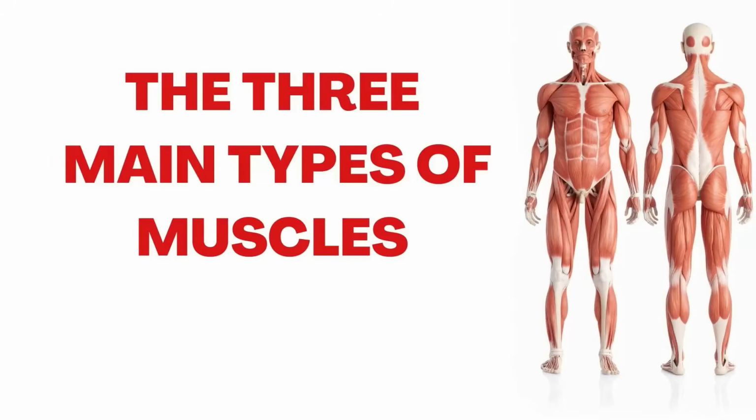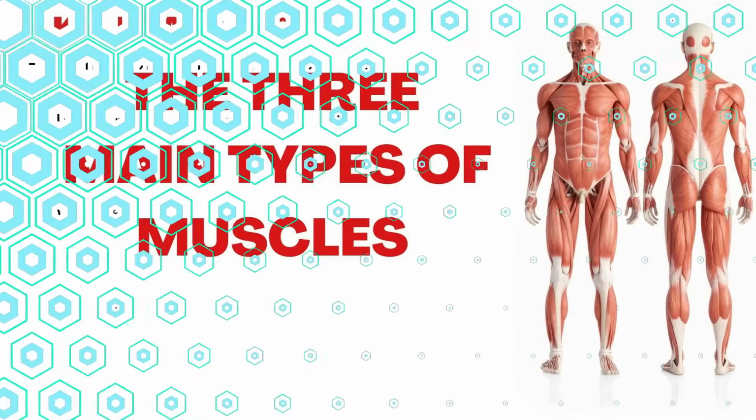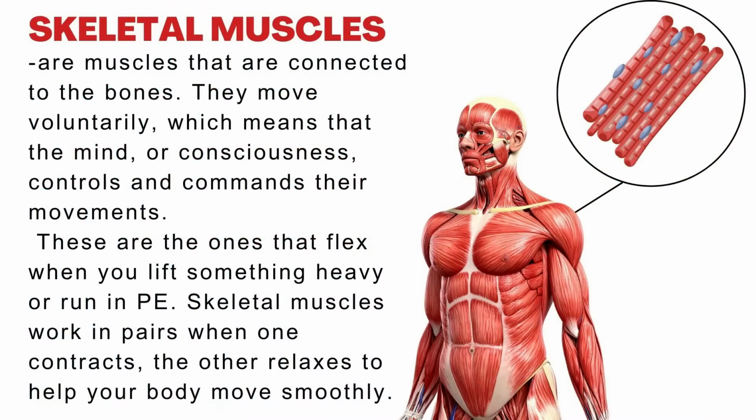There are 3 main types of muscles: the skeletal muscles, smooth muscles, and cardiac muscles. Skeletal muscles are muscles that are connected to the bones. They move voluntarily, which means that the mind, or consciousness, controls and commands their movements. These are the ones that flex when you lift something heavy or run in physical education. Skeletal muscles work in pairs. When one contracts, the other relaxes to help your body move smoothly.